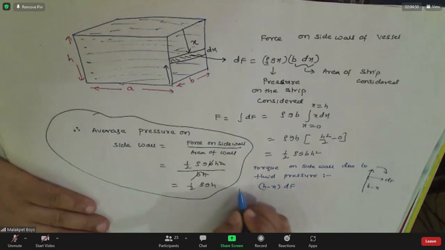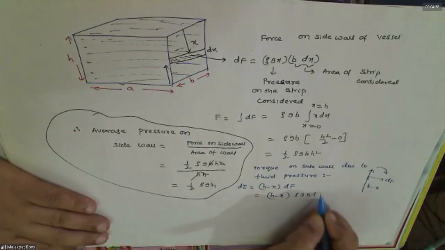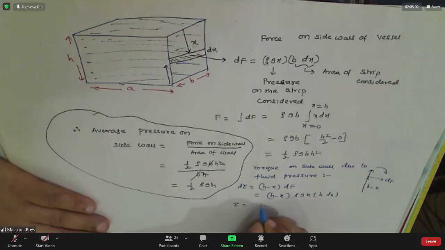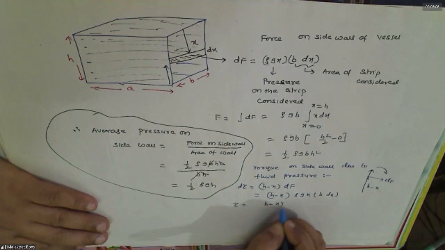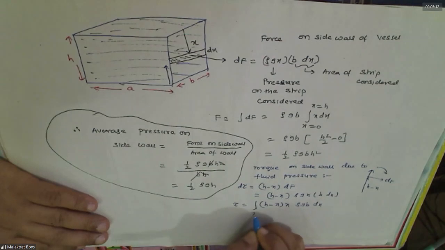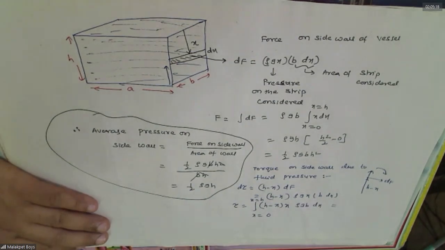Yes, sir. What is dF you got already? So net torque you need, you have to integrate this h minus x into rho g b into dx. x should run from where? 0 to h. Understood this? Is it clear or not?